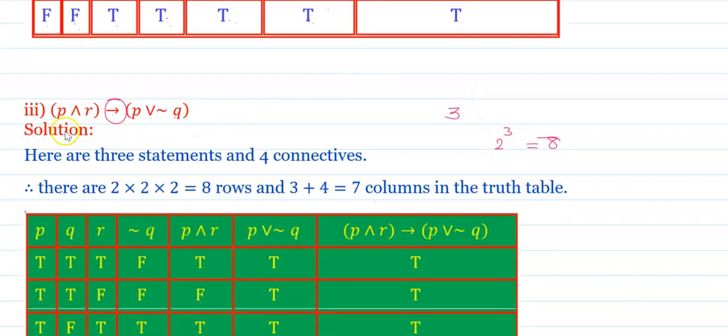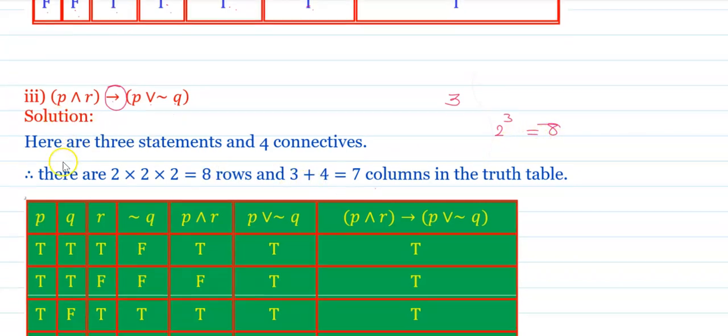Here is the next question: P and R implies P or negation of Q. Now here the statements are P, Q and R. 3 are there. Next, connectives are 1, 2, 3, 4. 3 plus 4, that is 7 columns we need there. And 3 statements are there, therefore 2 raised to 3 equals 8, which means 8 rows will come.